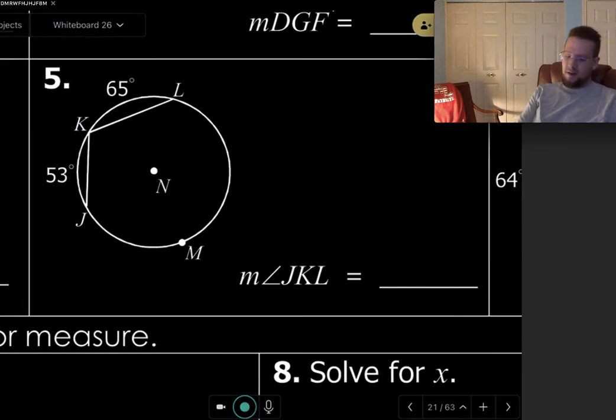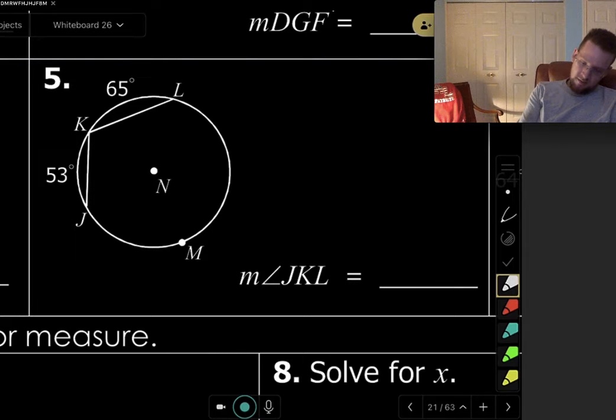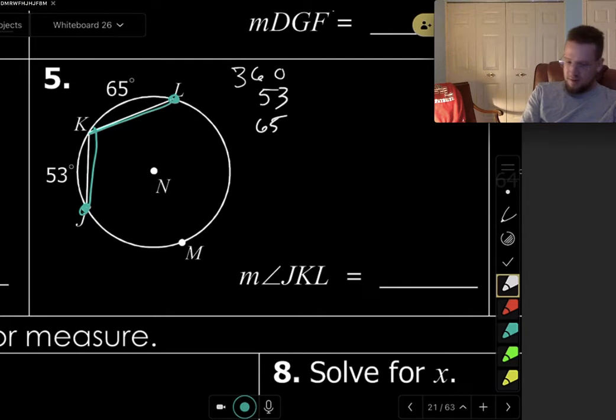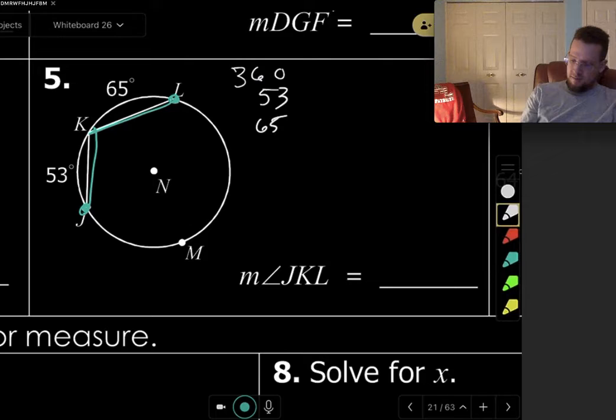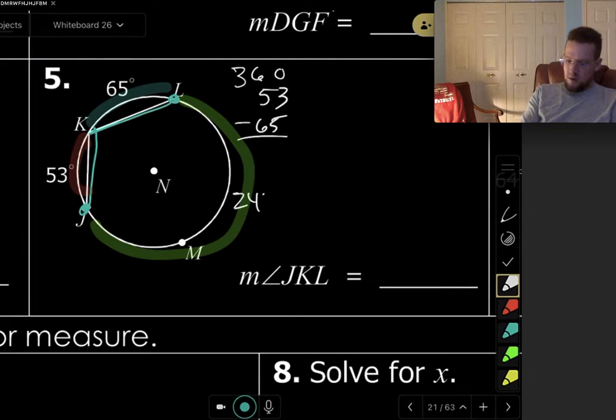Let's see what the measure of angle JKL is. Well, here we have 53, 65. Now we have a new magic number, 360. So what do I have here? Well, I have 53 over here. We got KL over there, 65. We want to find this one. So I'm just going to subtract the two parts from the whole. That is 360, and this is 242.